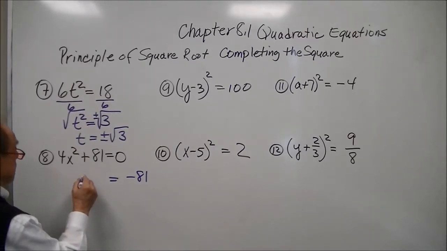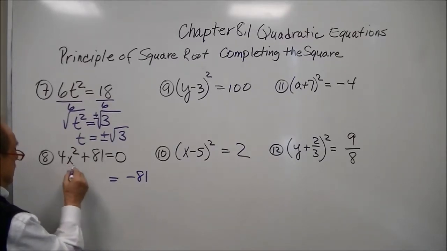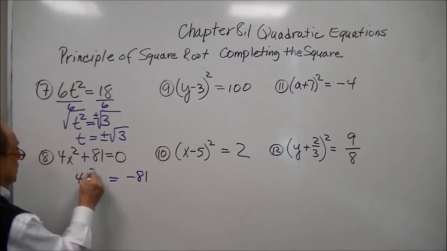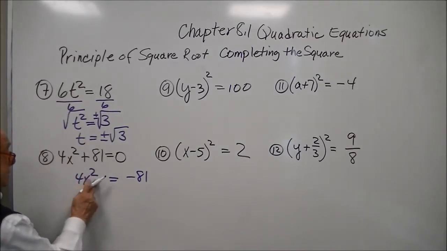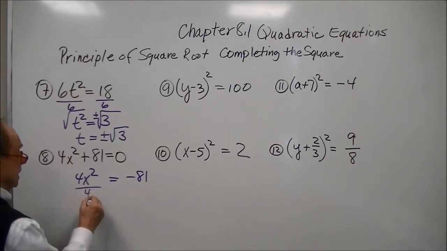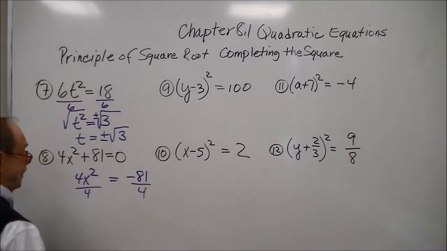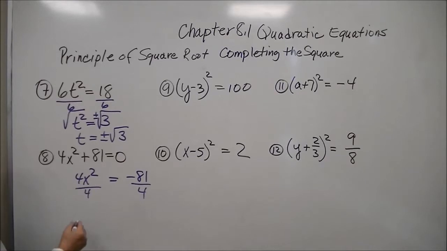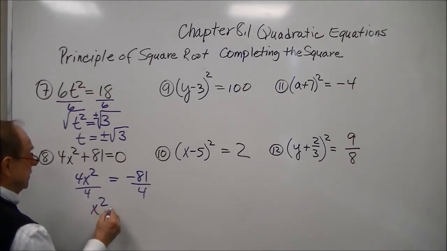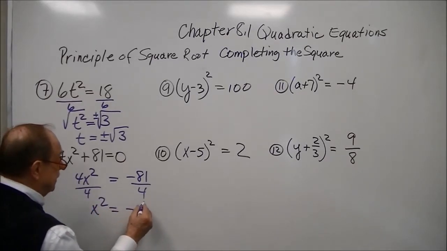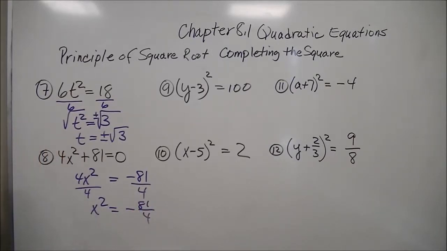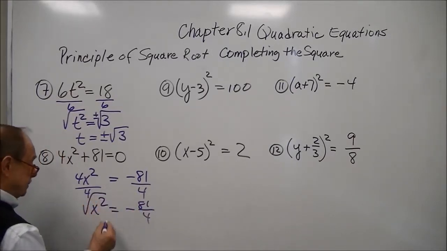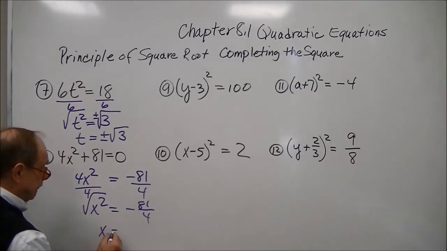And we're going to get 4x squared equals that. We're going to isolate the x squared by dividing both sides by 4. And we now get x squared equals negative 81/4. We're going to take the square root of this side, which gives us an x.